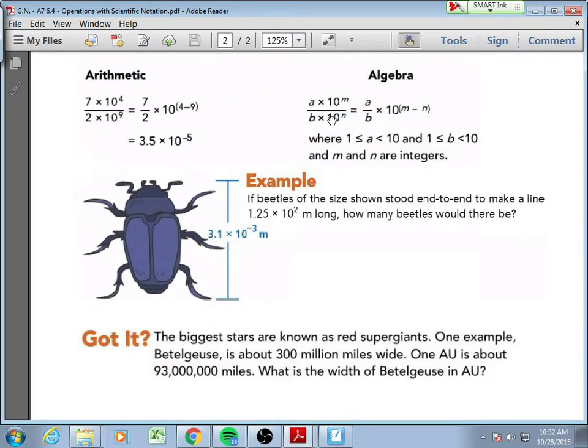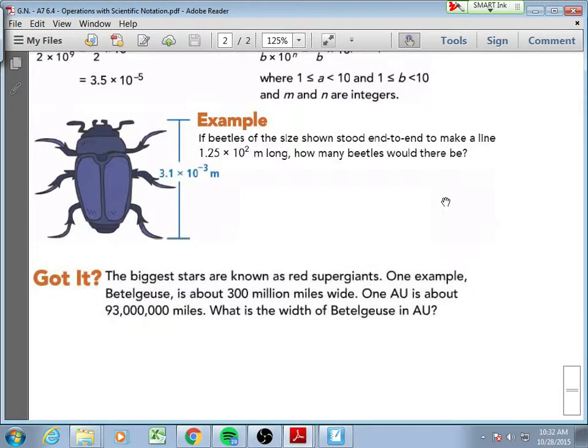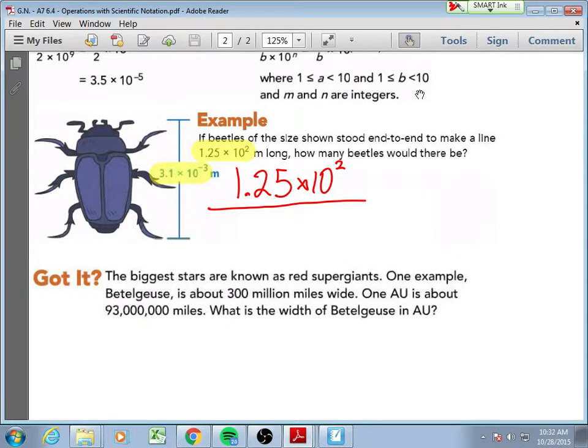What do you think we have to do? If we have the length of a line and the length of one beetle, and we're trying to figure out how many beetles it would take to make that line. Think about what key concept we just looked at. We just did division, right? So we're going to have to divide. So we're going to take the length of our line and divide it by the length of our beetle. So you want to set up 1.25 times 10 squared divided by 3.1 times 10 to the negative third.